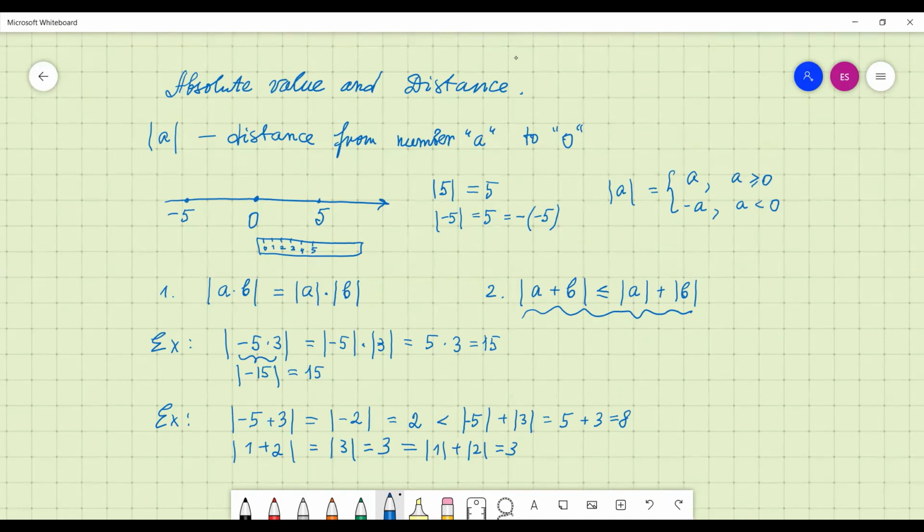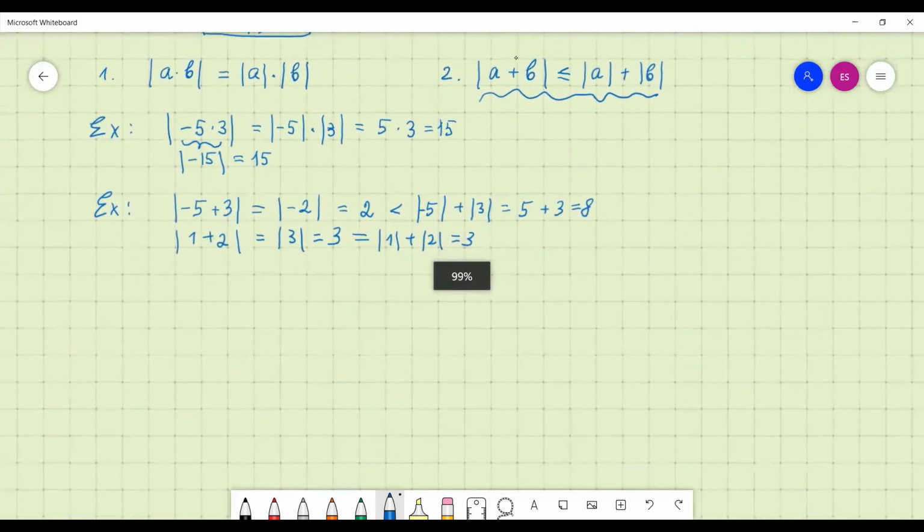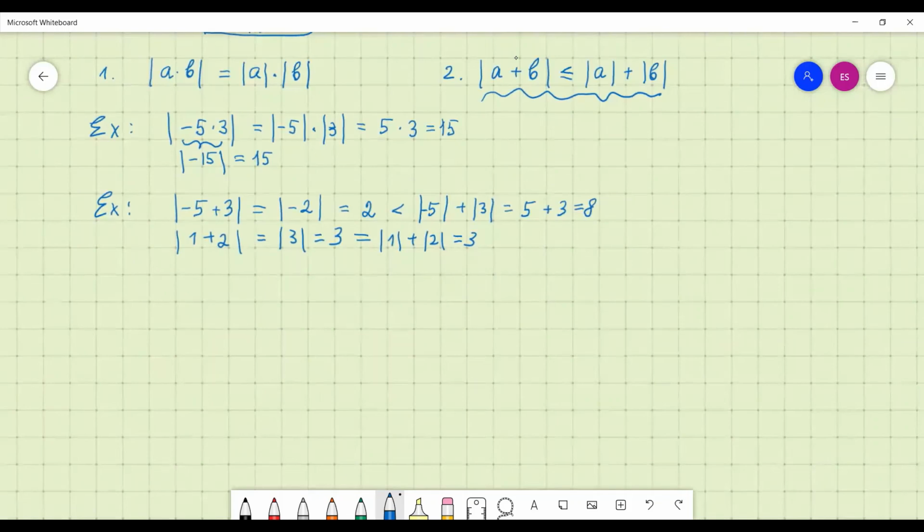I think what we can do, last thing I want to describe is the distance between two points on the number line. And I think we're just going to have maybe one example on absolute value. So, the distance between two points on a number line.